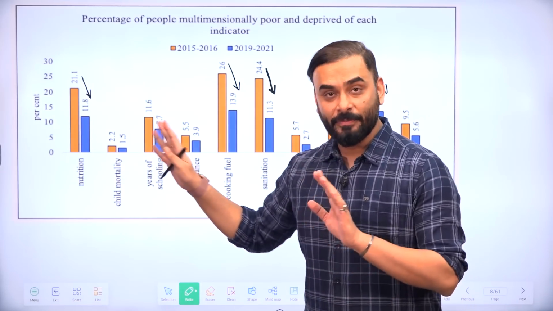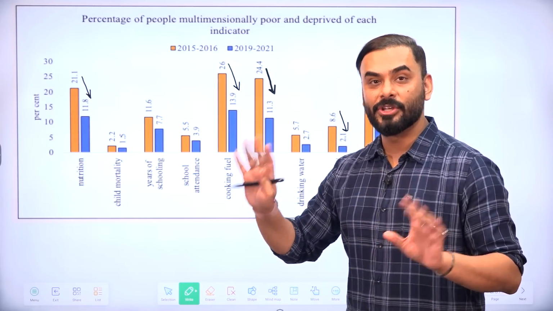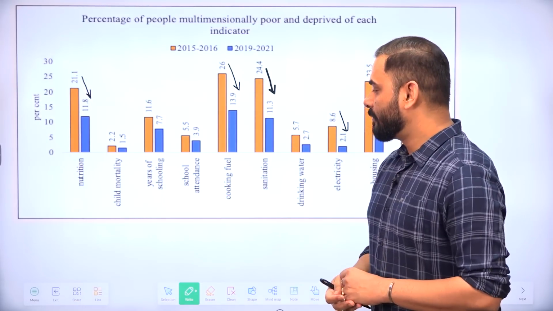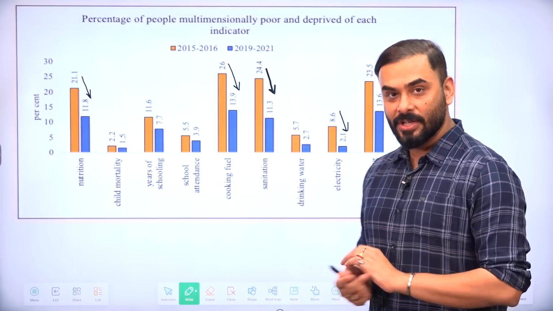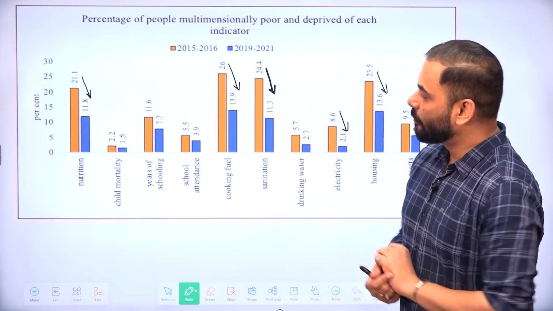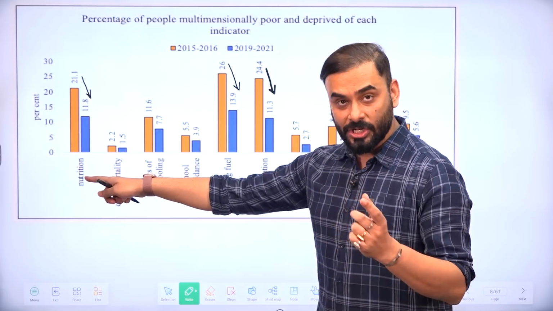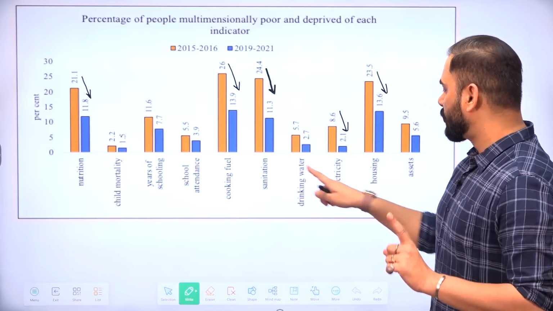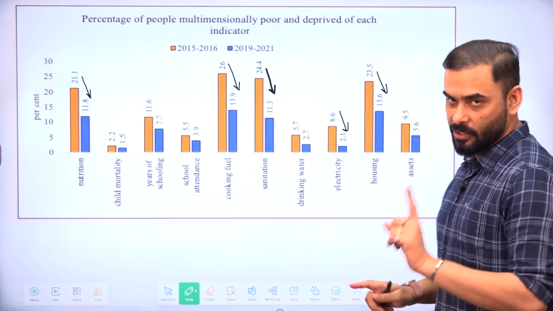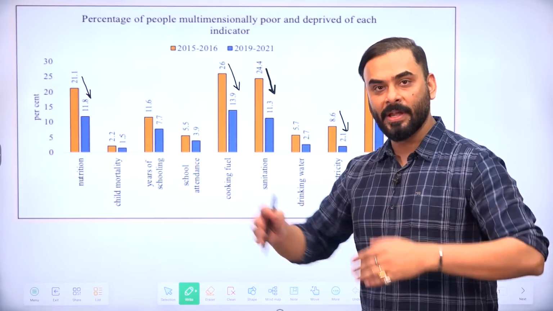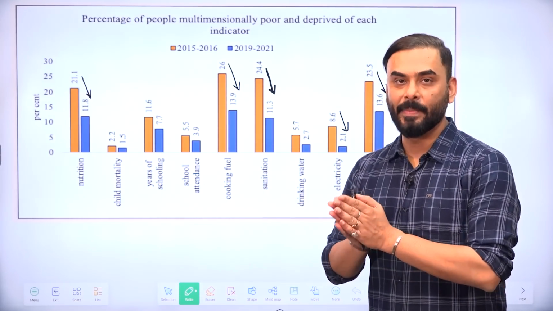which means number of people who were not getting nutrition, it has come down. Number of people who are suffering from school attendance, cooking fuel, sanitation related deprivation, that is also coming down. But if we look at the overall picture, we can see that in nutrition we have made good improvement. In cooking fuel, good improvement. Sanitation, good improvement. Electricity and housing, good improvement. Good as in compared to past, over a period of time, our performance has been better.